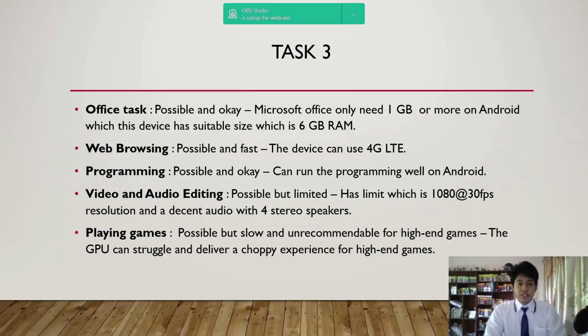For task 3, I'm going to explain the capability of the device to run different kinds of tasks. For the first task, Office tasks, like Microsoft Office, which contains Microsoft Word, Microsoft Excel, Microsoft PowerPoint, and a lot more. Yes, it is possible for this device to run this kind of task because Microsoft Office on an Android device only needs around 1 GB of RAM, while this device has 6 GB of RAM, and also this device has a keyboard and a stylus, which make it more productive.